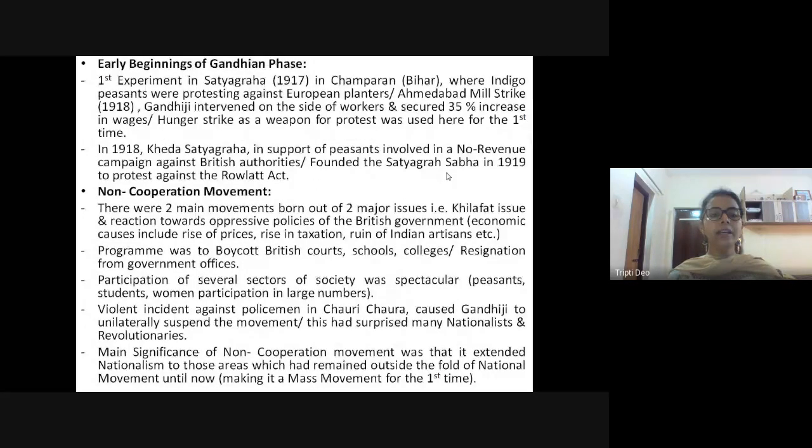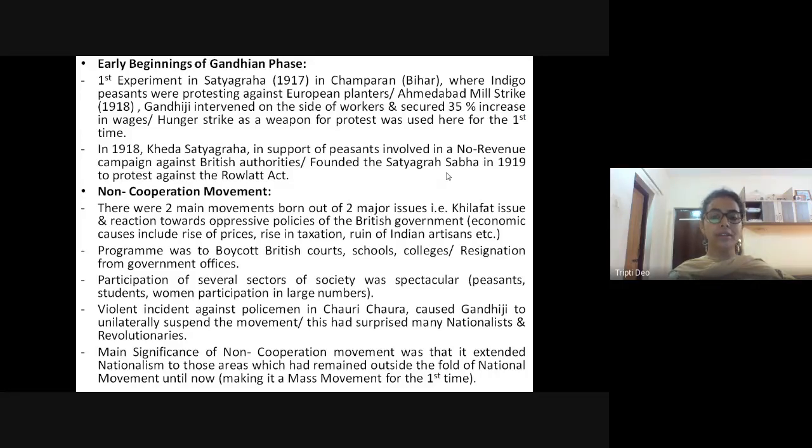Now, the early beginnings of the Gandhian phase, when Gandhi came to India from about 1914 to 1917, in fact 1918, let's take 1914 to 18. In these 4 years, the early phase of Gandhian politics, what did Gandhi do? The first experiment in Satyagraha, which Gandhi did, was in 1917 in Champaran, Bihar, where indigo peasants were protesting against European planters. Ahmedabad mill strike 1918, Gandhi supported.